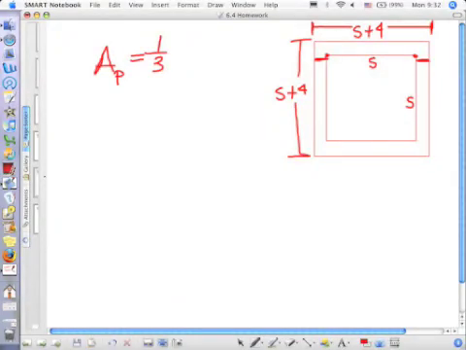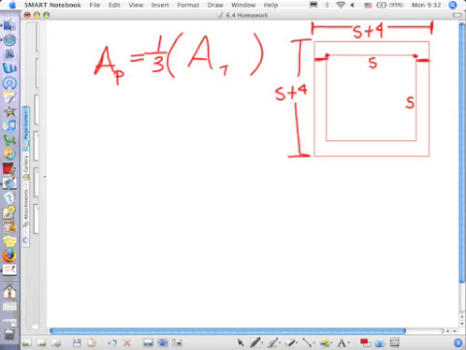Then it says of. Go back to Algebra 1. What does of mean in a word problem? Times the area of the whole thing, right? Or the total area of the whole picture. So I'll put area of the total, or the total area. Okay? This is what the sentence tells us. The area of the picture itself is 1/3 of the total area of the picture and the frame.